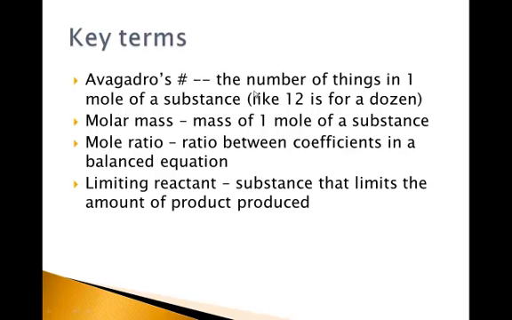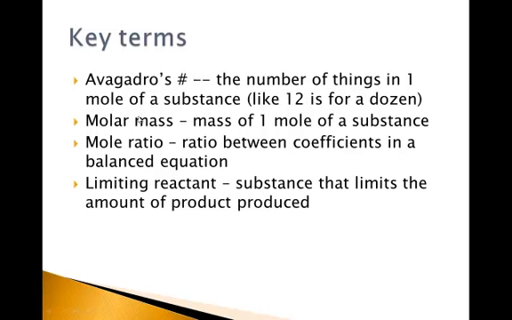This is telling me the number of things that there are in a mole of a substance, and that number is 6.022 times 10 to the 23rd. It's telling me how many things if I have 1 mole. So if I have a mole of hair, I'd have 6.022 times 10 to the 23rd pieces of hair. If I had a mole of shoes, then I would have 6.022 times 10 to the 23rd shoes. So just like a dozen means 12, a mole means 6.022 times 10 to the 23rd.